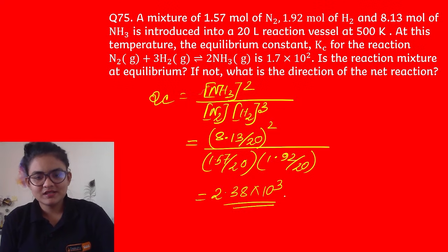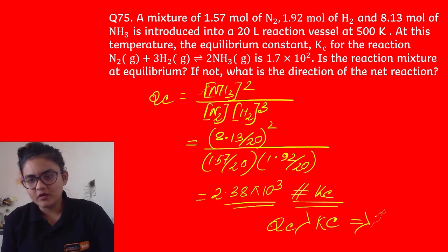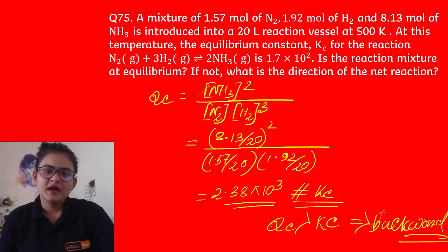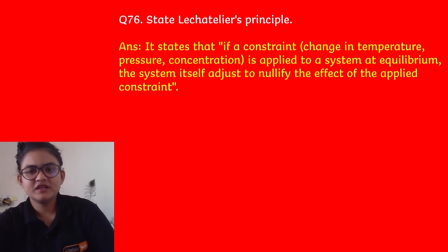So as you can see, it is not equals to KC, right? Rather you can see QC is basically greater than that of the KC, which indicates it will follow backward direction. Okay, I guess this is clear to you. Let's proceed further. Okay, Le Chatelier principle, I guess just direct question it is.